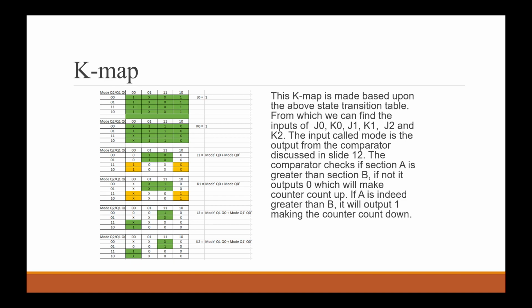The input called mode is the output from the comparator discussed in slide 12. The comparator checks if section A is greater than section B. If not, it outputs 0, which will make the counter count up. If A is indeed greater than B, it will output 1, making the counter count down.